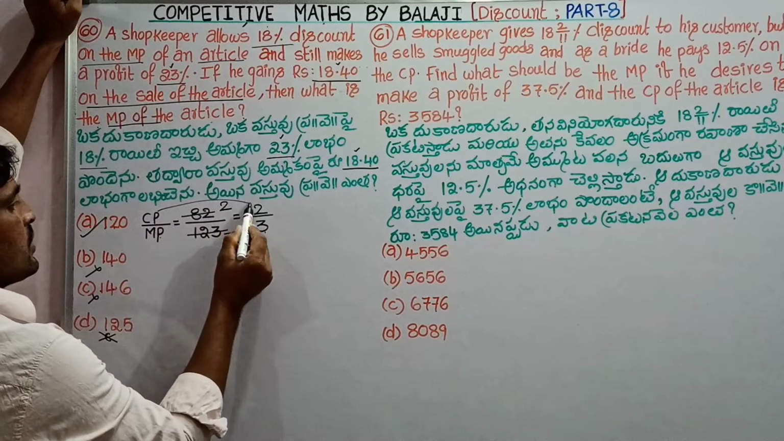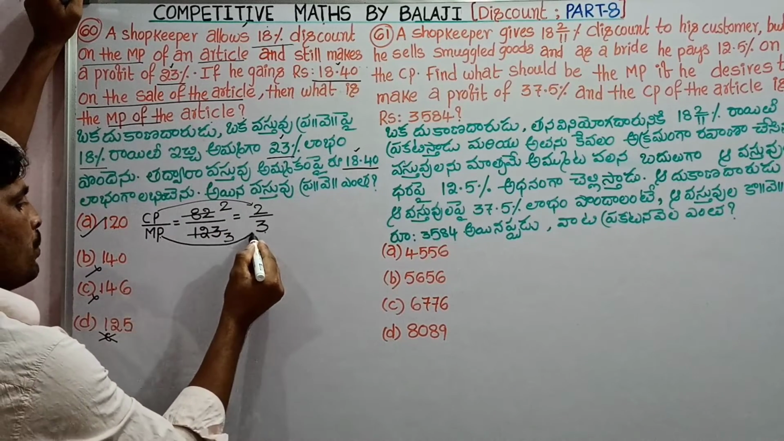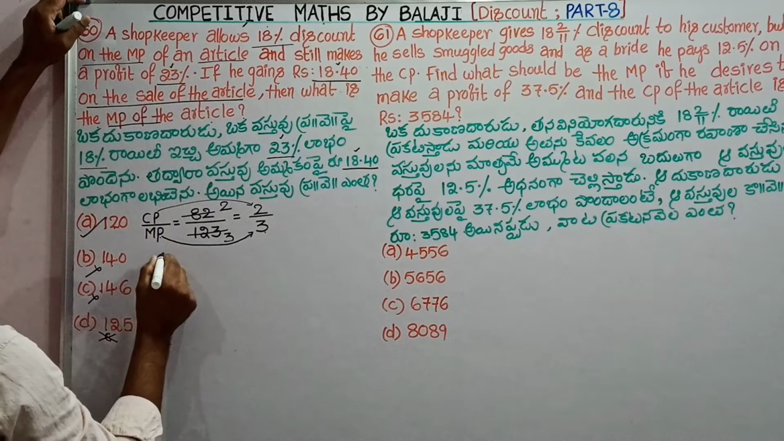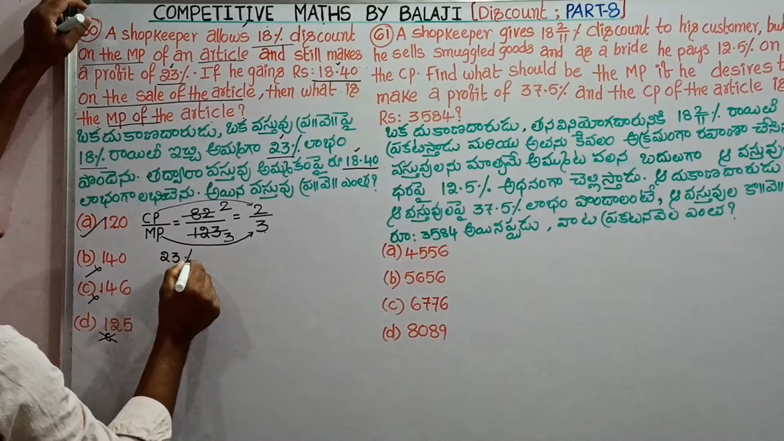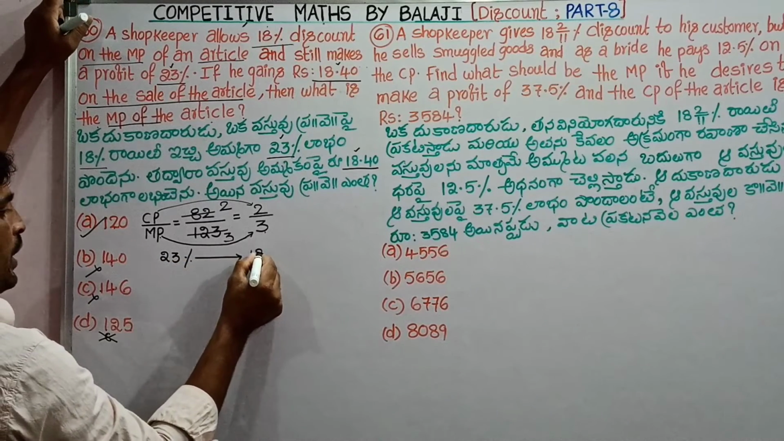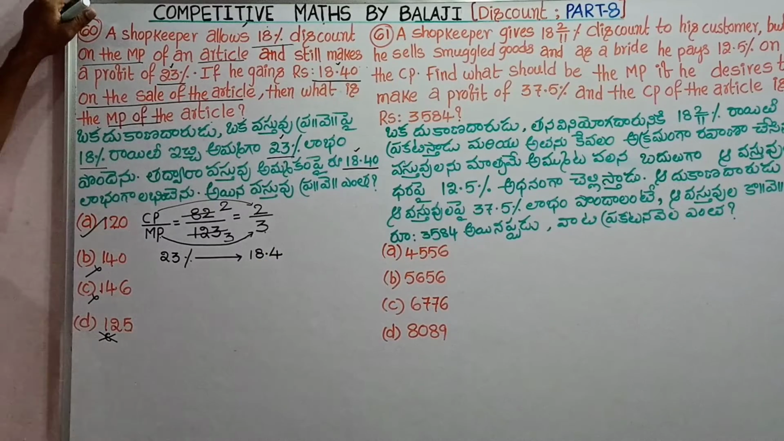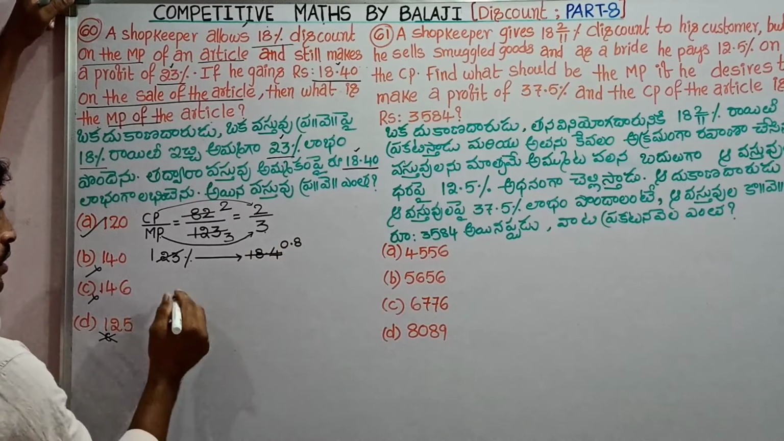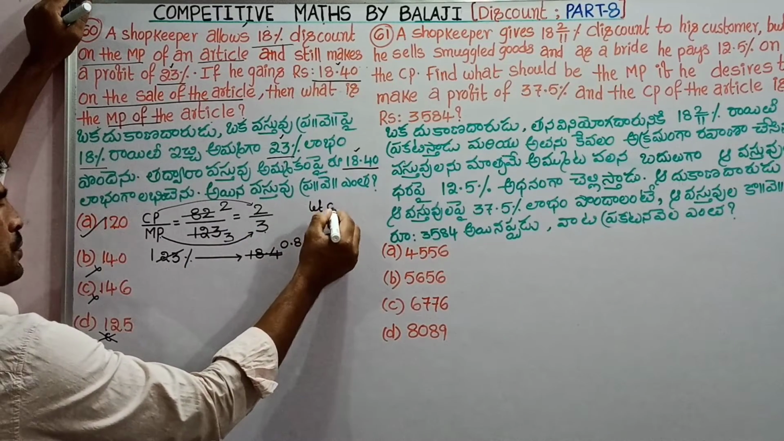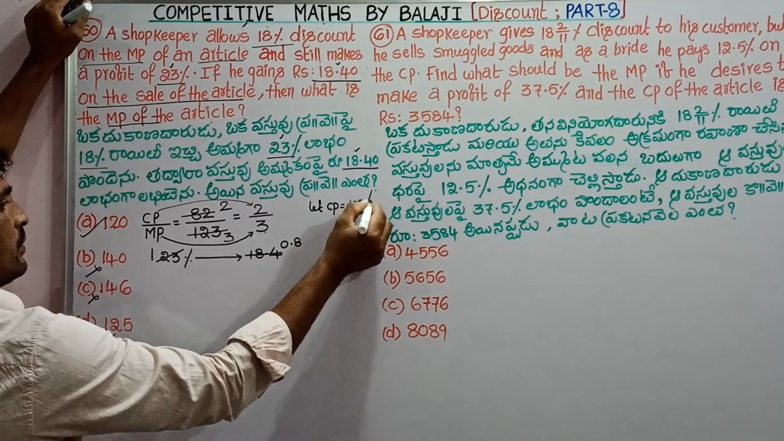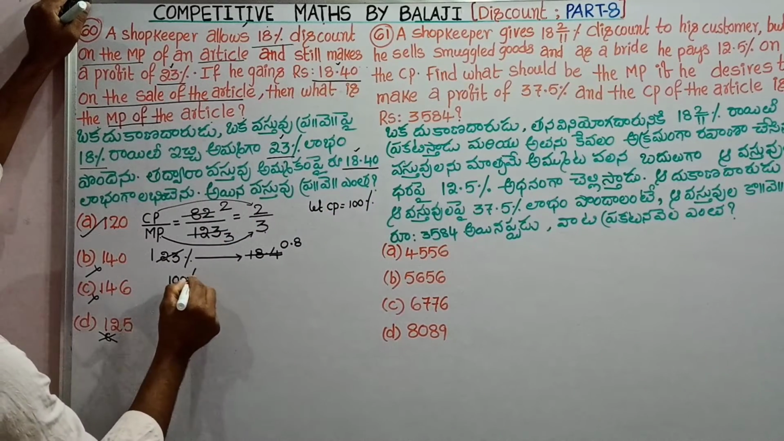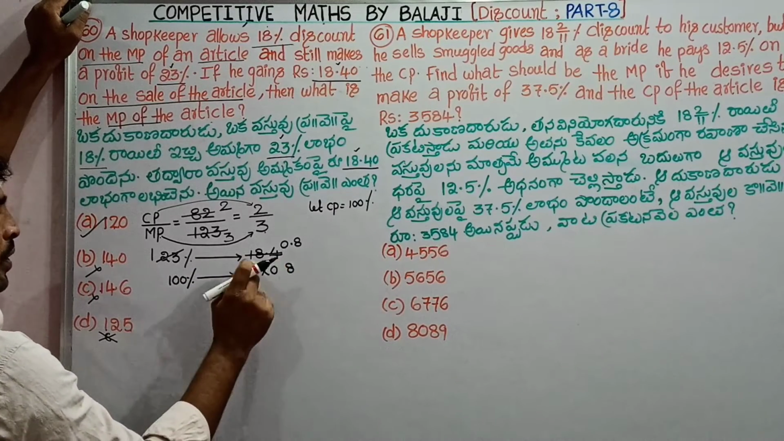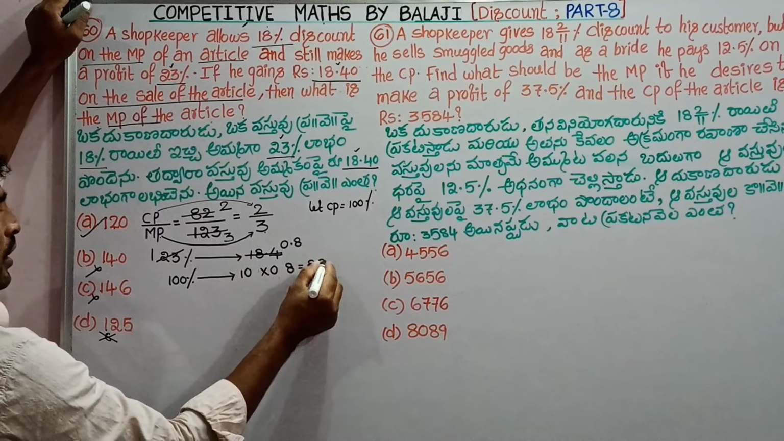That means if the cost price is 2 units, then the market price is 3 units. And he gains 23%. This 23% amount will be equal to 18.40, nothing but 18.4 rupees. So 1% amount is equal to 0.8. Let's suppose the cost price of the article is always 100%. So 100% amount is equal to 100 into 0.8. Remove the decimal point, we get 80.